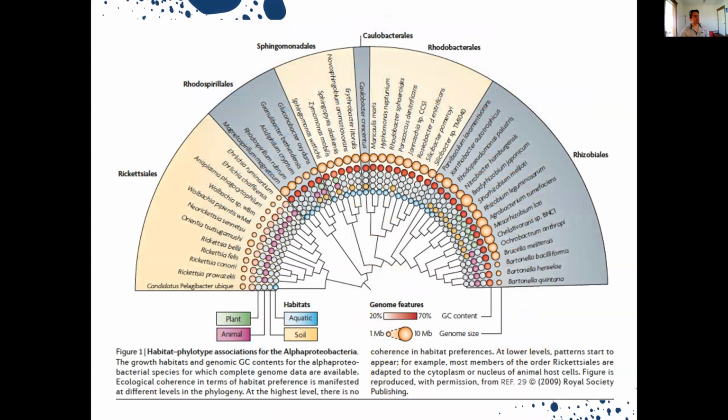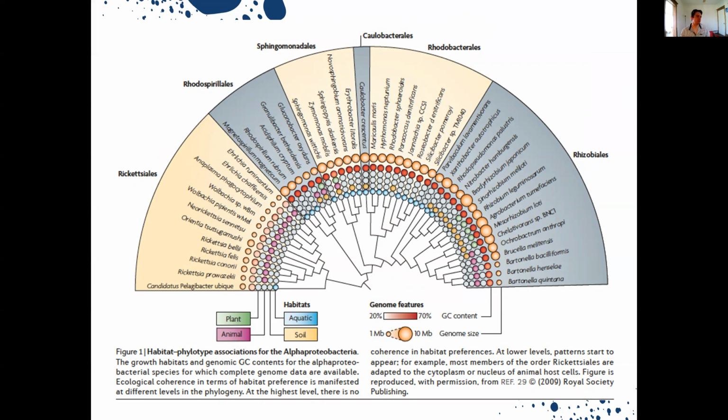So this is a breakdown of the phenotype associations for alpha proteobacteria. It looks insane and very confusing, but it really isn't if you just break it down into its basic components. So first of all, just like in animal phylogenetic groups, bacterial taxonomic groups can have distinguishing features. For instance, if you look at Rickettsiales, which is on this side over here, which includes the organisms responsible for typhus and Rocky Mountain spotted fever.